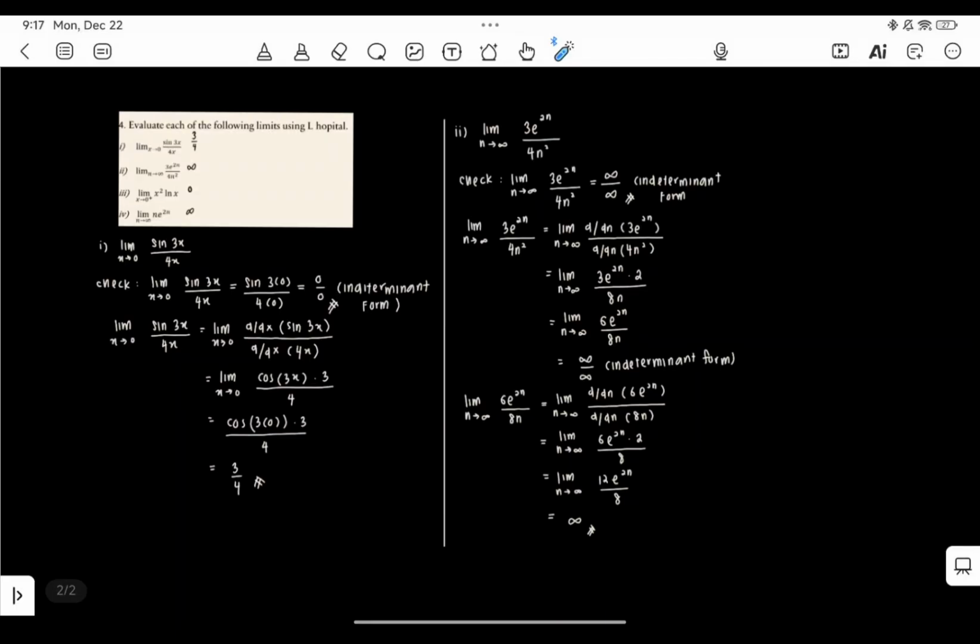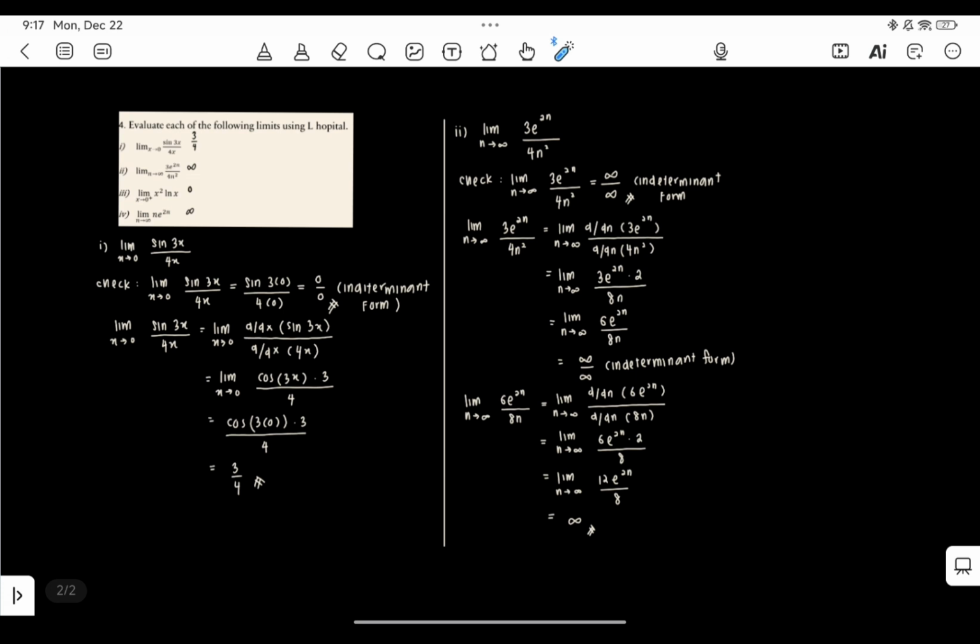So now we're moving to question number 4. Question number 4 asks us to evaluate each of the following limits using L'Hopital's rule. For number 1, the limit as x approaches 0 of sine 3x over 4x. First of all, we have to check whether the limit is applicable to use the L'Hopital rule or not. Just substitute the 0 into sine 3x over 4x.